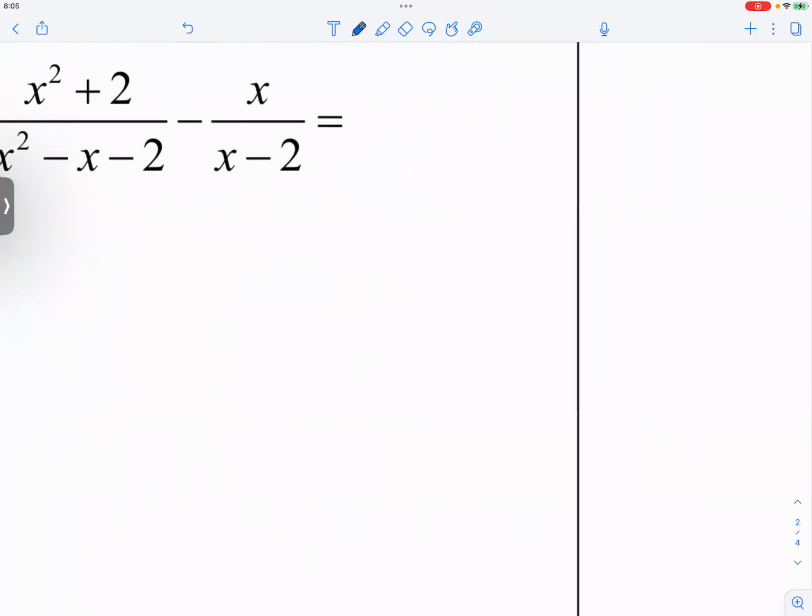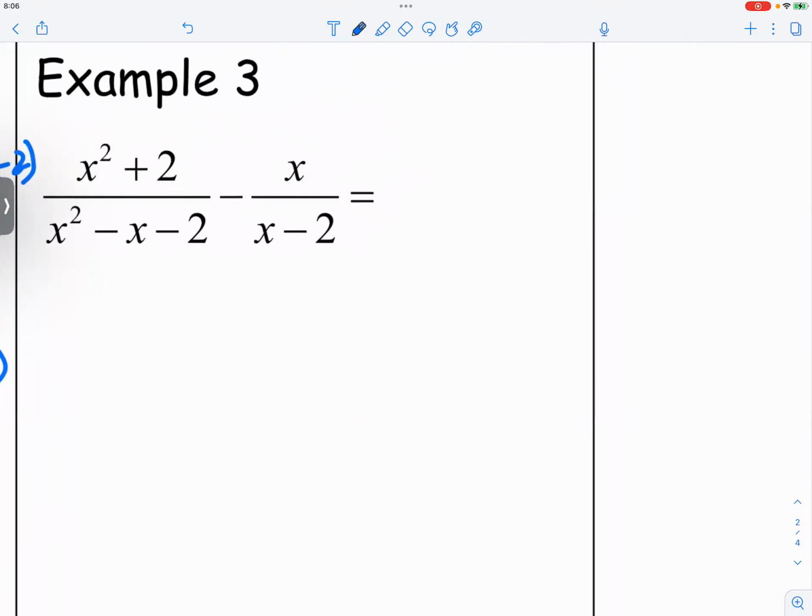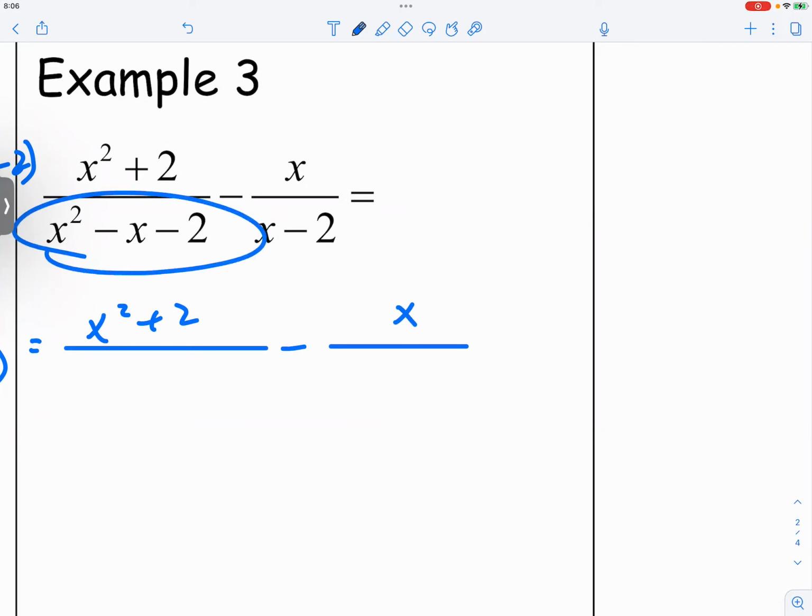All right, for example, number three gets a little bit interesting. Well, they have different denominators, but first, I think we should do something with our first fraction. You know what it is? You look at this, you're like, hey, that looks pretty cool, huh? This one right here. You know what we can do?